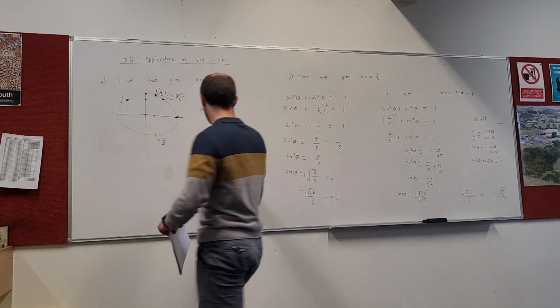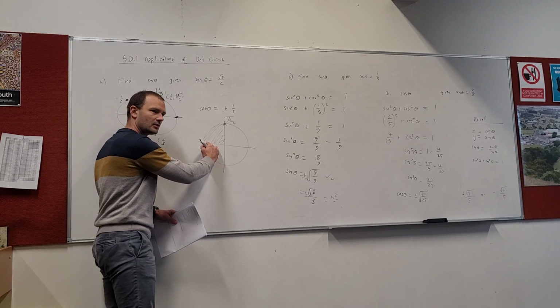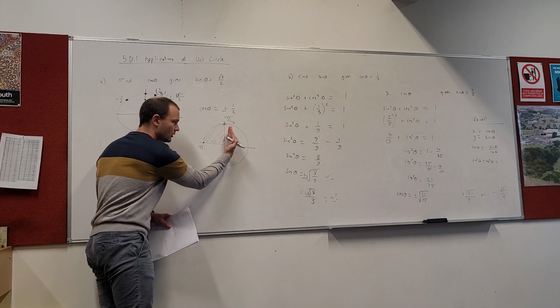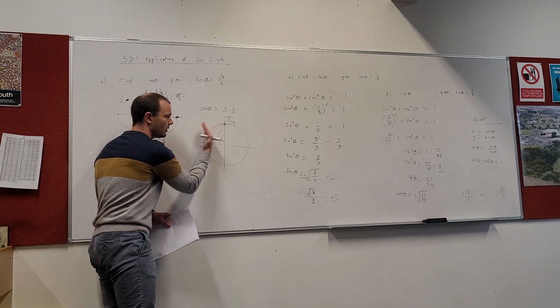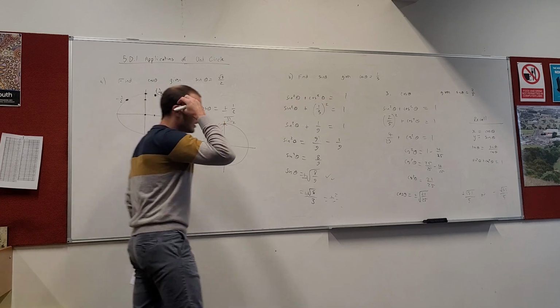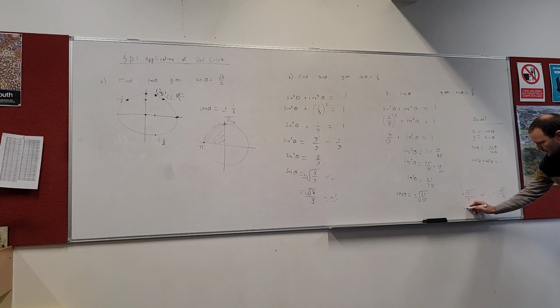And what can we say about the x values in this region? The x values in this region are negative. All of the x values to the left of 0 are going to be negative. This region has negative x values. So that means we reject the positive solution.